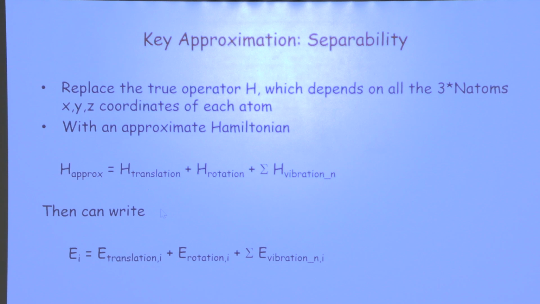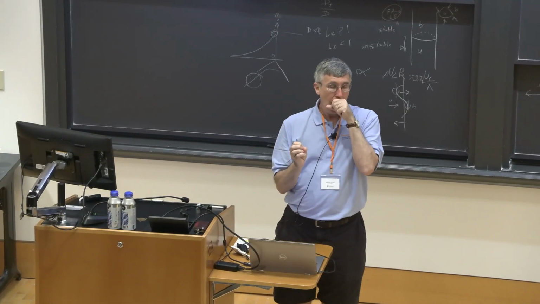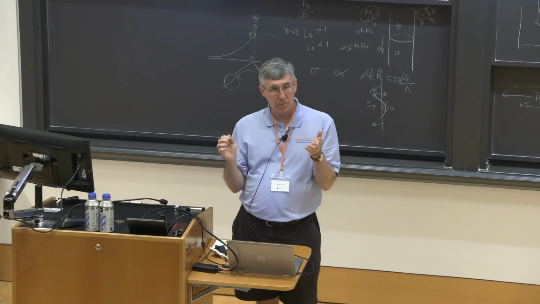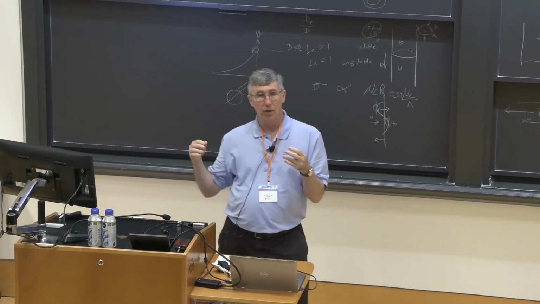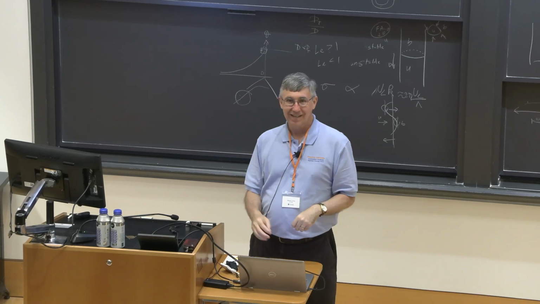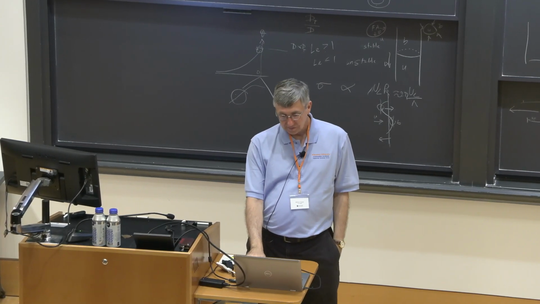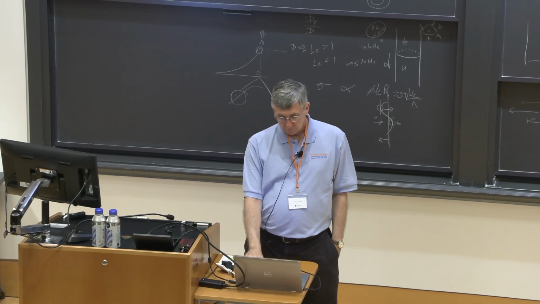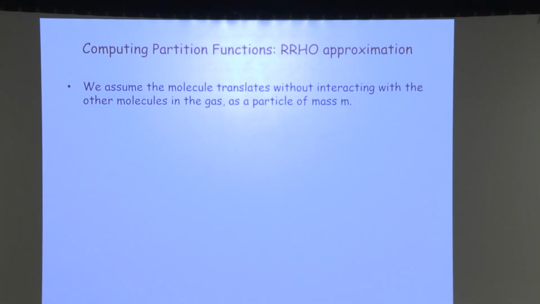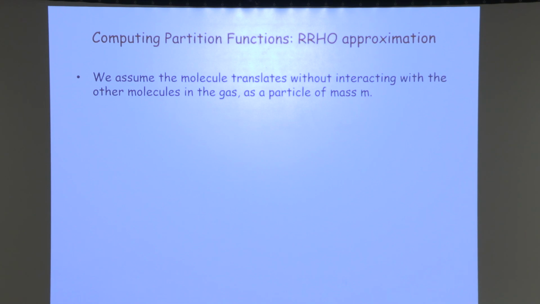Instead of having all of the coordinates coupled together, assume that they're separable. To some extent, they really are separable. And in other cases, they're mostly separable, but there are some small terms that couple them, and we just erase them. And just say, let's ignore them for a minute, so we can actually get a solution. And that's what the rigid rotor harmonic oscillator approximation is about. So first we say, let's assume that it's a really ideal gas, and when the molecule translates around, it's not even aware that there are any other molecules in the container.